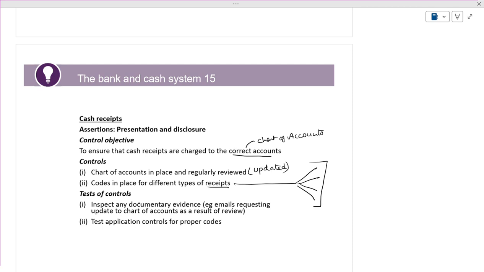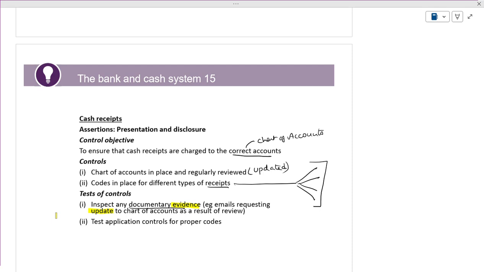Inspect. What are the tests of controls? You are inspecting documentary evidence. I have written here, see, updated. Any update that is there, you cannot change the master file. For any update, you should have documentary evidence that this account has to be updated. Otherwise, we don't have any authority to update things. Any changes are there, it is the auditor's responsibility to inspect those documents.